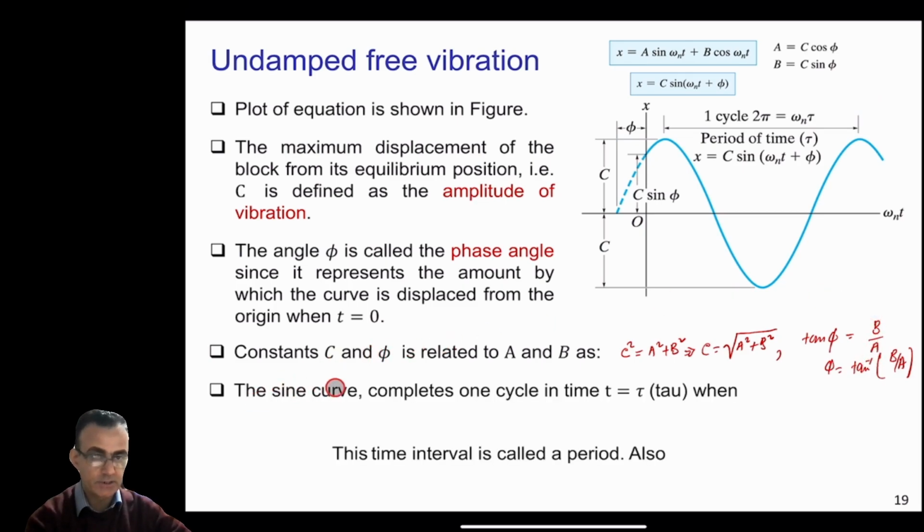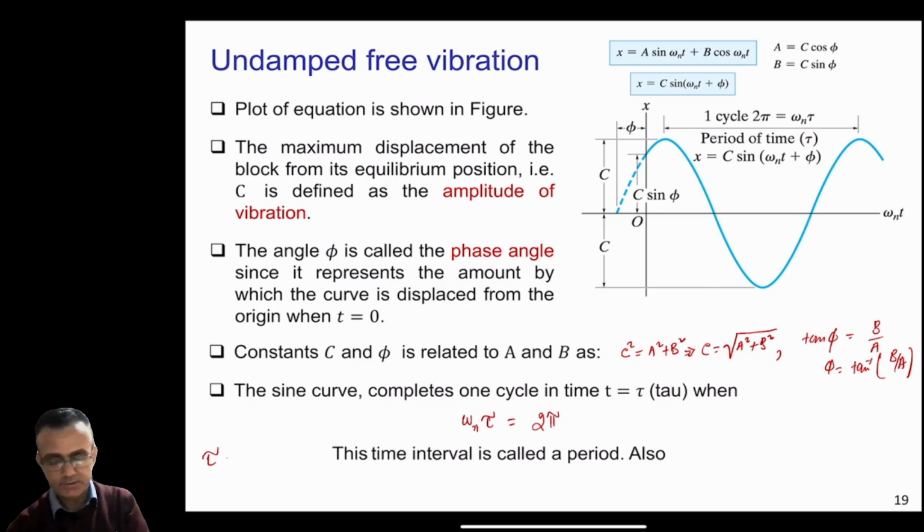And now the sine curve completes one cycle in time tau, t equal to tau. So tau is again the time period of this plot. And obviously for this case, we can say that omega n tau is equal to 2 pi. And from here you can calculate the time period. So the time period will become equal to 2 pi divided by omega n.